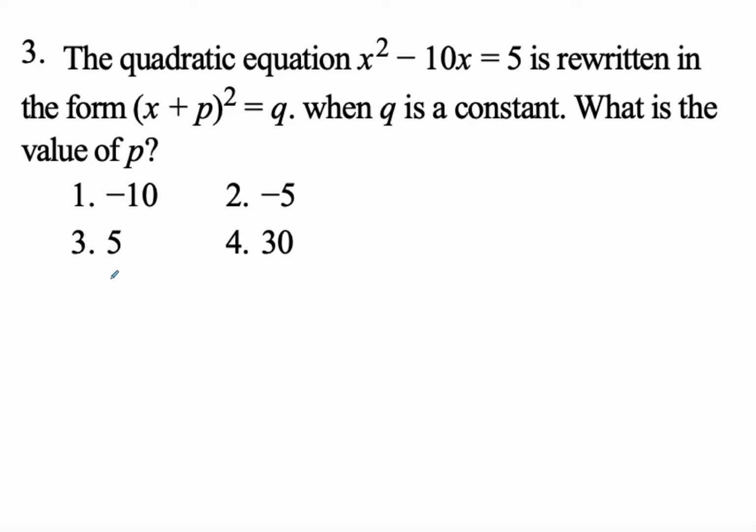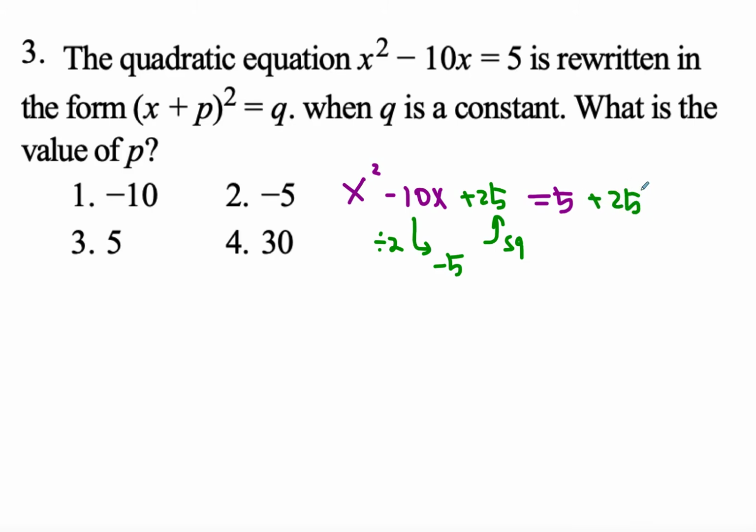All right, number 3. The quadratic equation here is rewritten in this form. Once again, we are dealing with completing the square. If I rewrite it, x squared minus 10x equals 5. You tell me, what do you think? Of course, I cannot hear you right now, but let's say I could. Which number should I add to complete the square? I divide by 2, which is negative 5, and then square that, which is plus 25. So I'm going to add 25 on both sides.